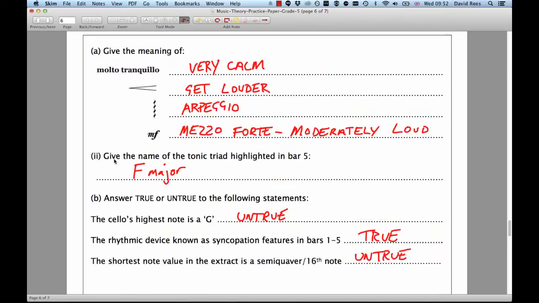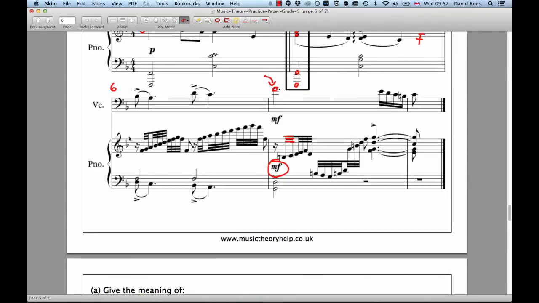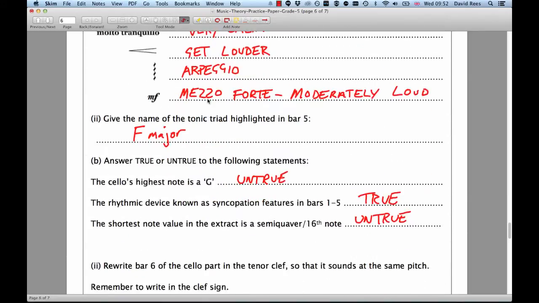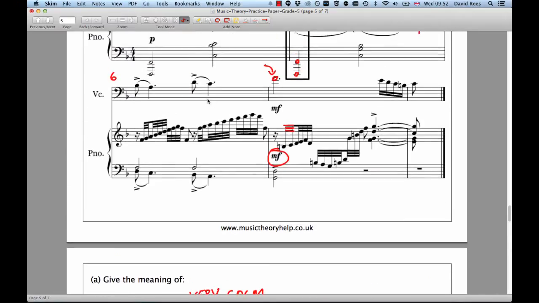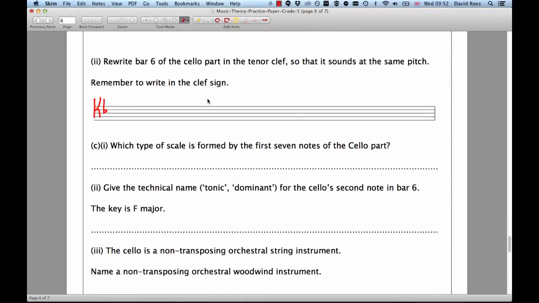That's relatively straightforward. Then we just need to copy in these notes. So we want a B flat to an A and a D to a C, and the rhythm is a quaver to a dotted crotchet each time. So it's going to be B flat to an A, a quaver to a dotted crotchet, and then a D to a C. So that's a D and that's a C in this tenor clef.